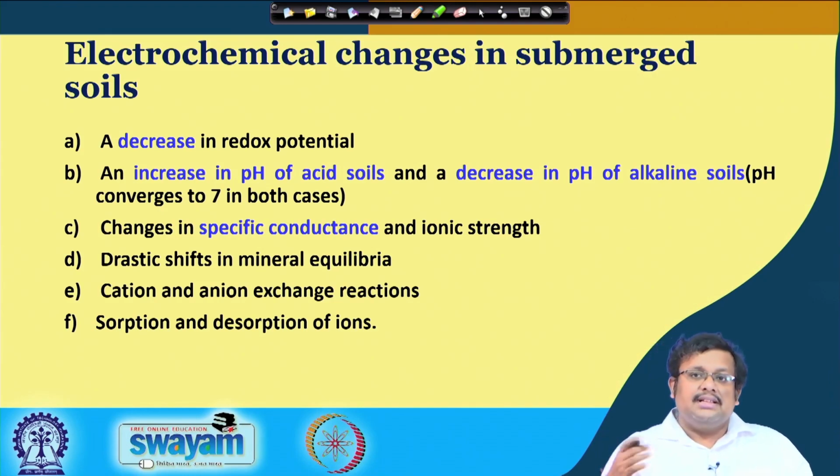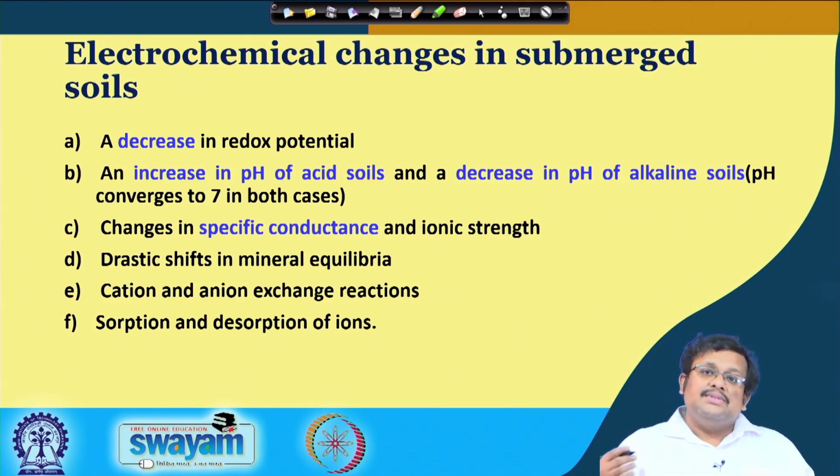We have discussed this in the last lecture, and also a decrease in pH of alkaline soil. So, basically you will see whatever their pH is, whether it is alkaline or acidic, the pH tends to converge to the neutral condition, that is a pH of 7. Then you will see the changes in specific conductance and ionic strength.